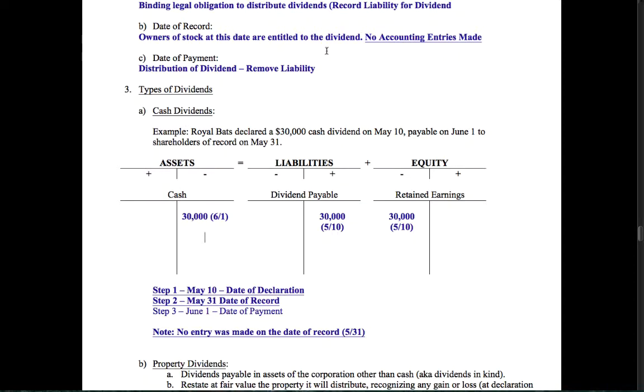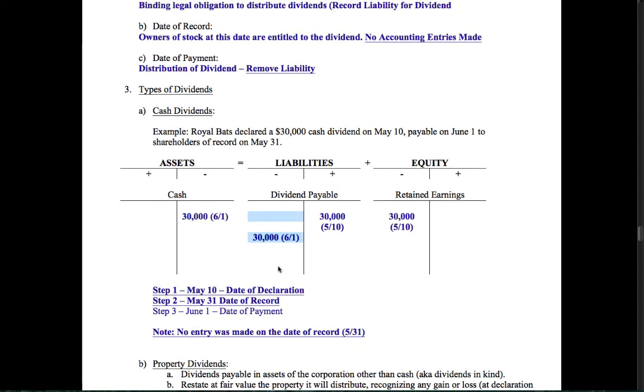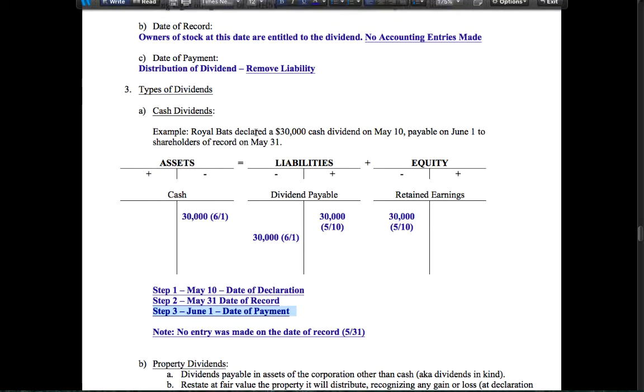And we need to remove the liability. And as you can see, all of our accounts offset and they balance. That is what you need to know for cash dividends. Cash dividends are by far the simplest type of dividends that you will encounter as we go on here, but it is the basic setup and is a good example of how you can apply the 3 key dates that we just previously discussed.